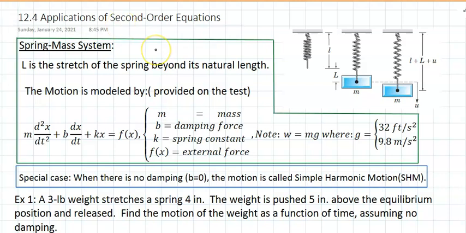12.4 talks about applications of second order equations. We're talking about spring mass systems. Suppose L is the stretch of a spring beyond its natural length. Keep in mind, this is the natural length. So if that's the natural length of the actual spring, I attach some mass, and it's going to take the spring and stretch it, this capital L.